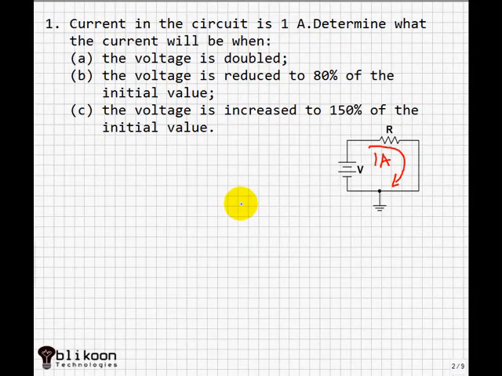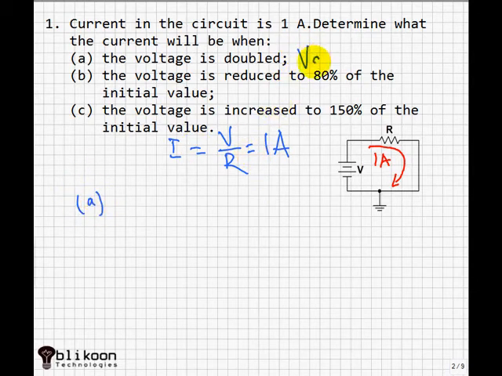Current in the circuit is 1 amp. Determine what the current will be when the voltage is doubled. We know that current equals voltage divided by resistance by Ohm's law, but this gives 1 amp as we see in the problem, so it equals 1 amp. In A, they say the voltage is doubled. This means that VA equals 2V, V being the voltage we had before that gave us 1 amp in the circuit.